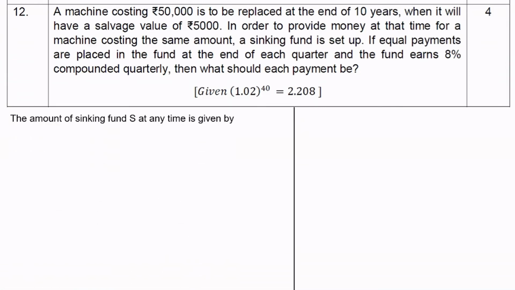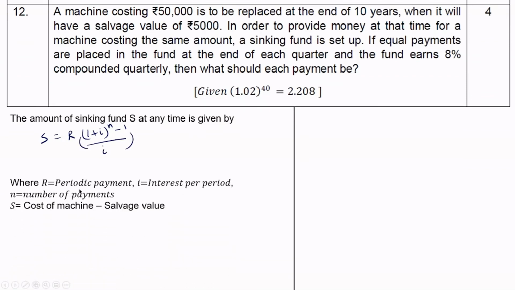So the amount of sinking fund S at any time is given by S is equal to R into (1 plus I)^n minus 1 upon I. Here R is the periodic payment, I is the interest per period and n is the number of payments. Here S is the cost of the machine minus the salvage value. The cost of the machine is 50,000, salvage value is 5,000. So S is equal to 50,000 minus 5,000, which is equal to 45,000.